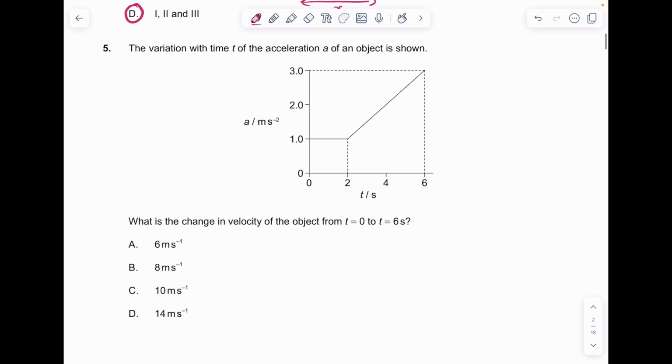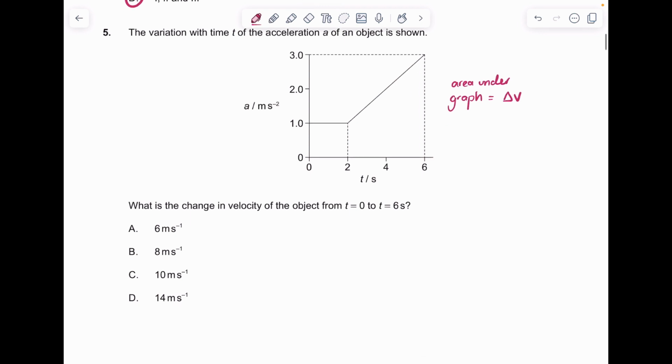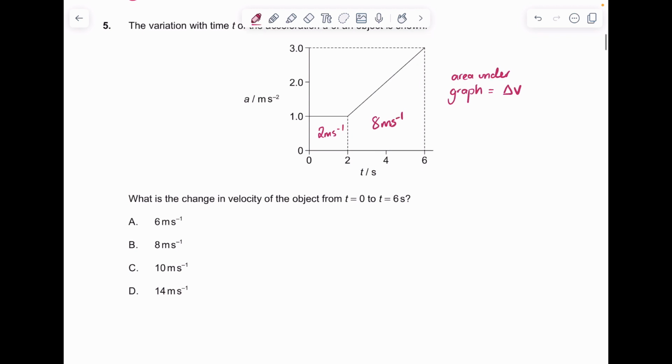Question 5, we've got an acceleration time graph. What is the change in velocity? The area under this graph is the change in velocity. The area under this first section is 2 meters per second. The area under the second section, a trapezium, is 8 meters per second. So the total change in velocity is 10 meters per second for that particular motion.